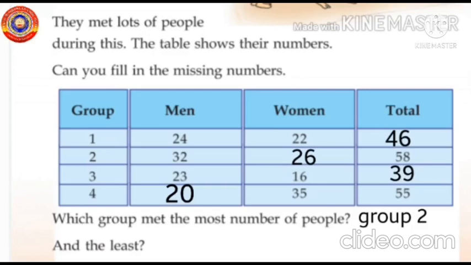Then which is the smallest number? Yes, 39 is the smallest number. So, third group met the least number of people.